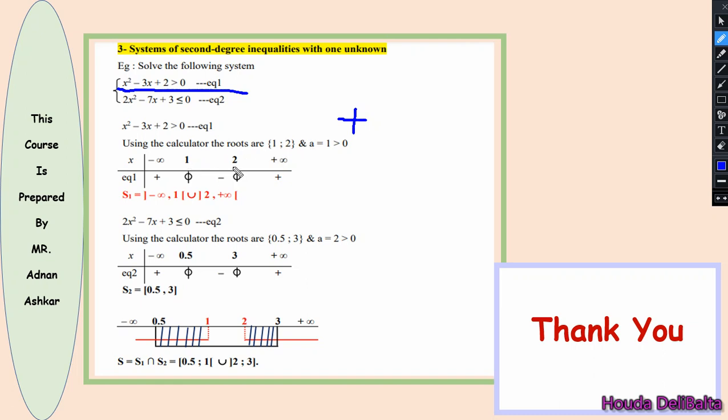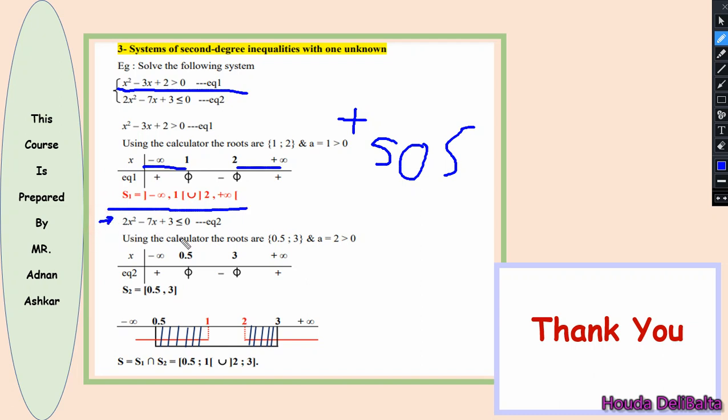So we put the roots on the table, and we are going to use the idea of same, opposite, same according to a. So the roots are 1 and 2 in increasing order, minus infinity, plus infinity, same as a, which is plus, opposite to a, which is minus, and same as a, which is plus. And we need greater than 0 without or equal. So we take the solution from minus infinity to 1, and from 2 to plus infinity, and both are open at 1 and 2 because no or equal. So this is S1.